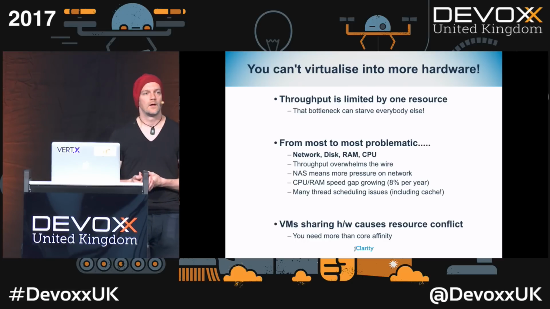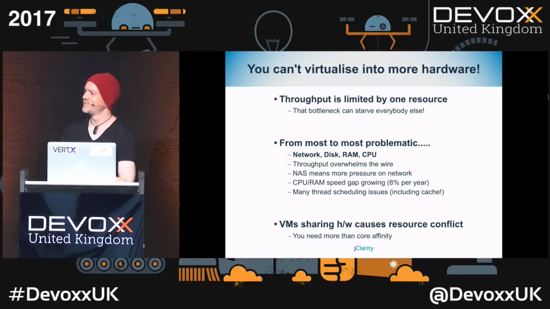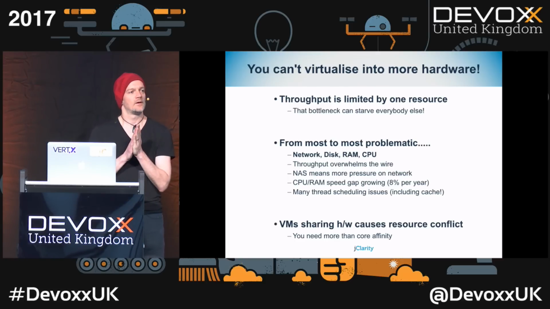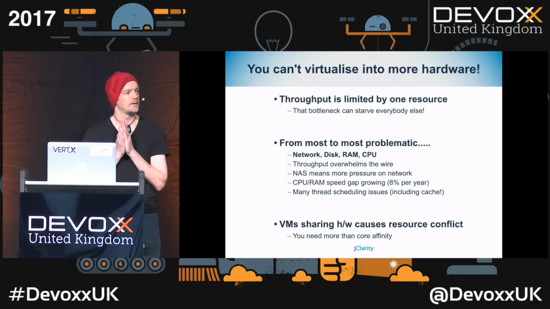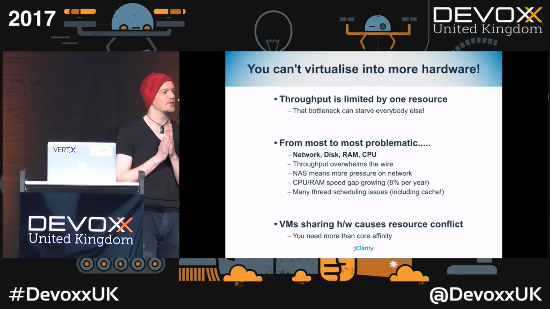Cool. You cannot virtualize into more hardware. I would say a good 25 to 30% of my customers don't know how to count. They do things like, we have 16 gig of physical RAM on the machine, and so we will allocate 32 gigs worth of virtual operating systems on that machine. Can anyone tell me how many 32s fit into 16?